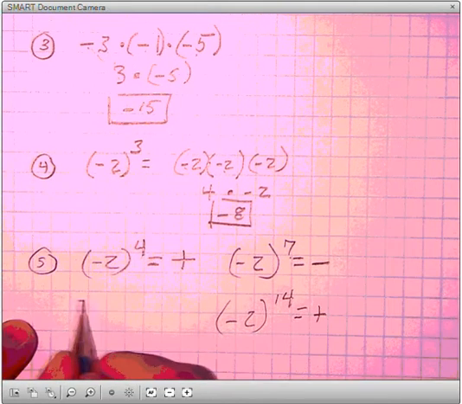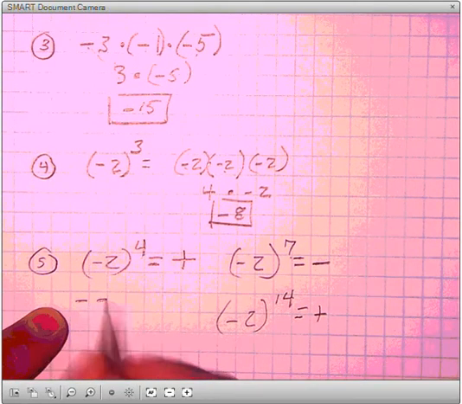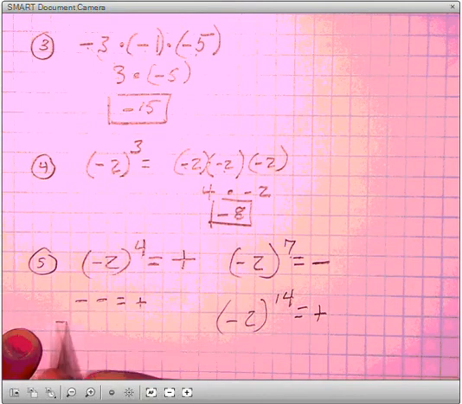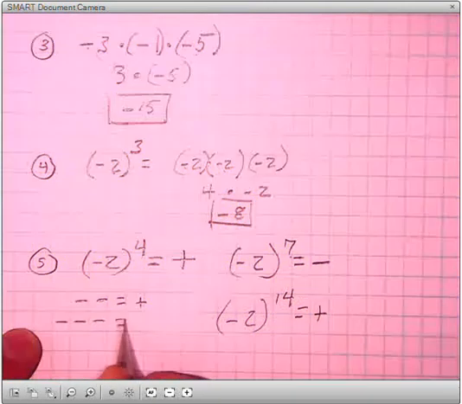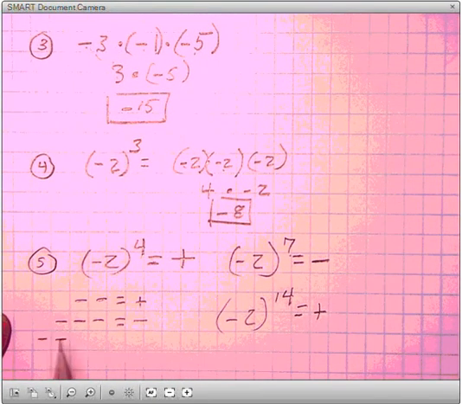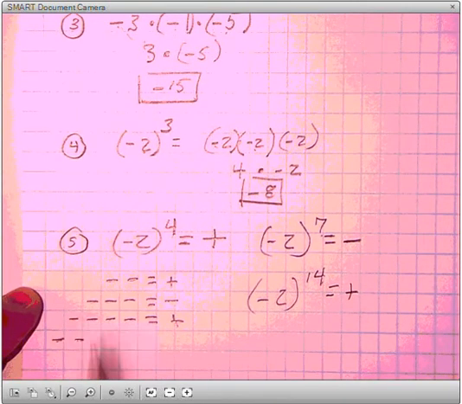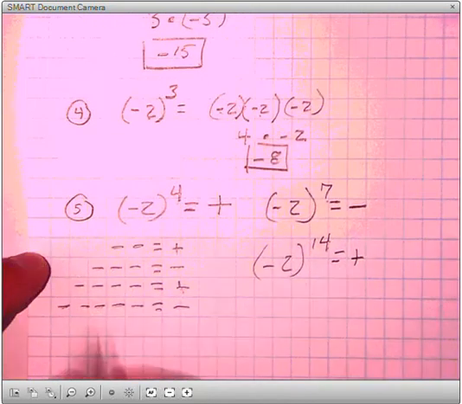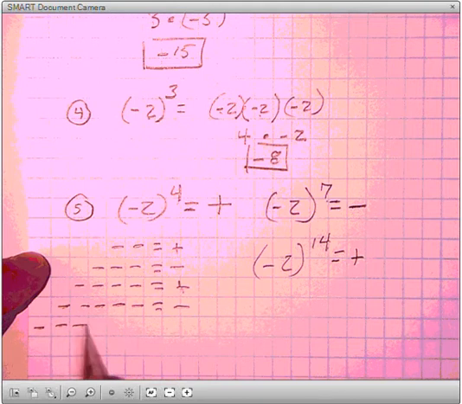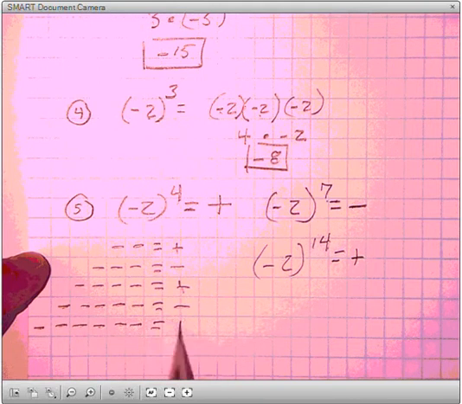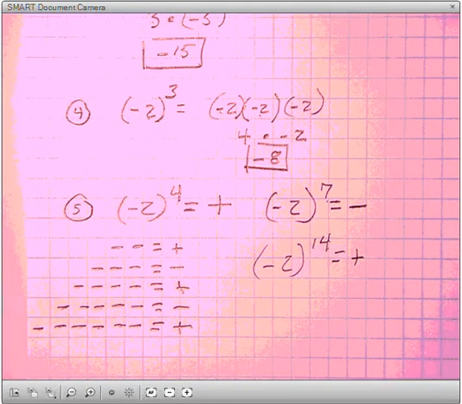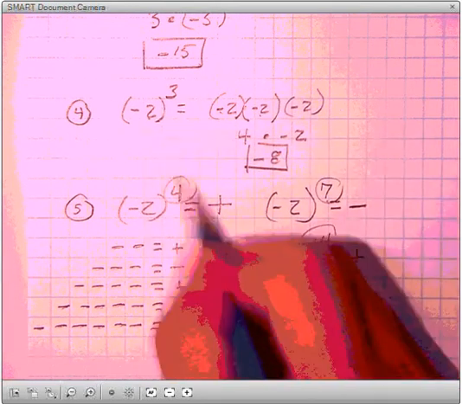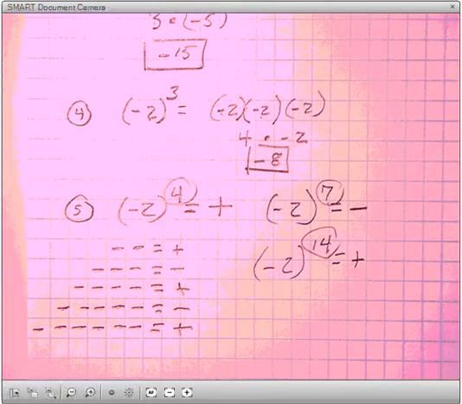So what she's saying here is if I have a negative times a negative, it'll equal a positive. If I have a negative times a negative times a negative, that'll be negative. Four negatives, that'll be a positive. Five negatives, that'll be a negative. Every time you have an even number of negatives, your answer is positive. But when you have an odd number of negatives, your answer is negative. So we can use that when we have those exponents. Excellent. Very good. That's an important pattern to recognize.